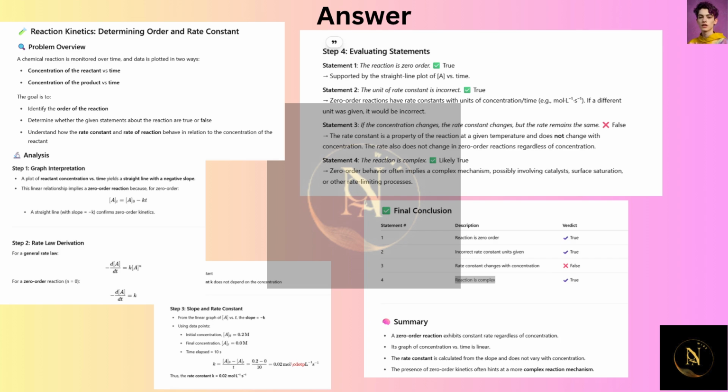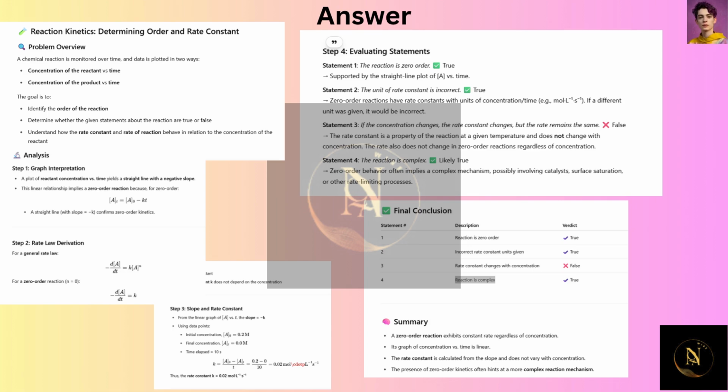Analysis. Step 1, graph interpretation. A plot of reactant concentration versus time yields a straight line with a negative slope. This linear relationship implies a zero-order reaction because, for zero order, [A]t equals [A]0 minus kt. A straight line with slope equal to minus k confirms zero-order kinetics.